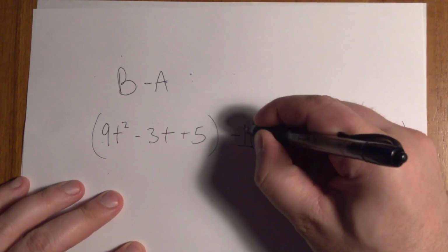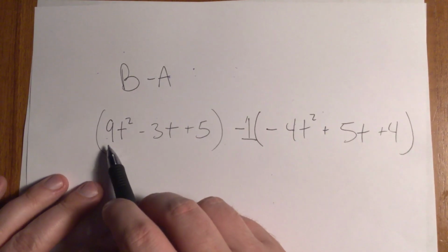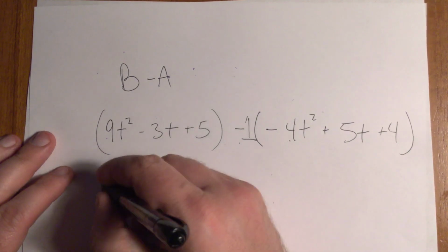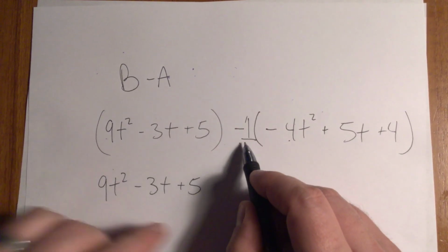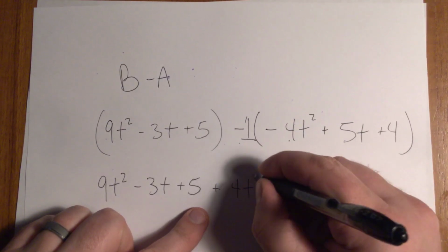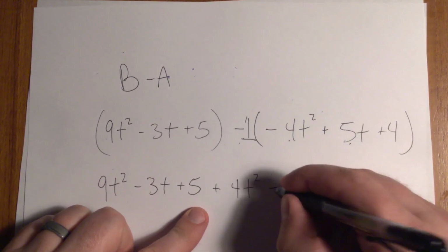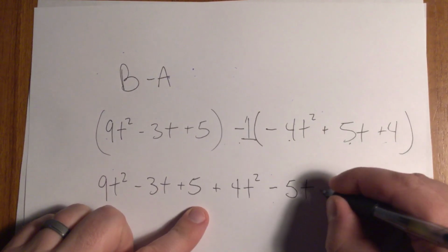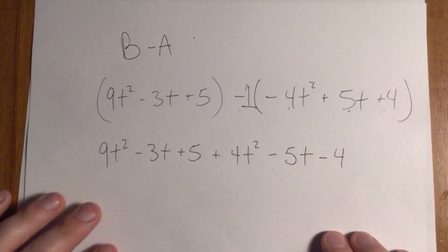If it helps to think about it, I really have a negative 1 here that I have to distribute. So it's going to be like all of this minus negative 4t squared, which is really just adding. Negative 1 times negative 4t squared is adding 4t squared. Negative 1 times positive 5t is minus 5t, and negative 1 times this positive 4 is minus 4. So that's what it is, and then they're going to ask us to combine like terms and simplify it.